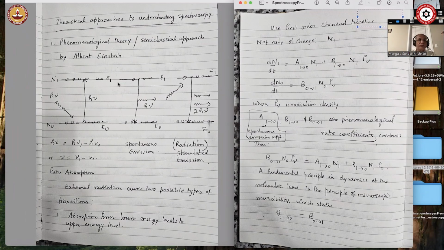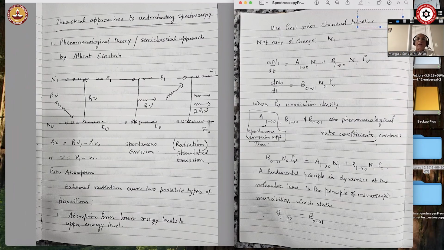Second step, the change in N1. N1 becomes N0 by 2 processes. One is the spontaneous emission. The spontaneous emission only depends on how many are here. It doesn't depend on the radiation because it's not interacting. Therefore, for the spontaneous emission component, dN1 by dt is the coefficient A multiplied by the concentration N1. This is called the spontaneous emission coefficient from state 1 to state 0.